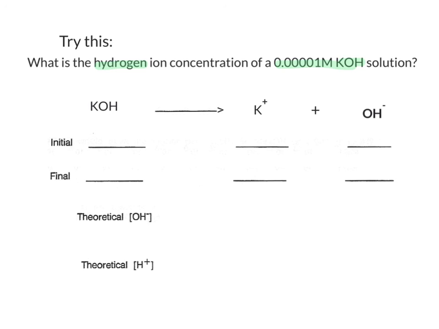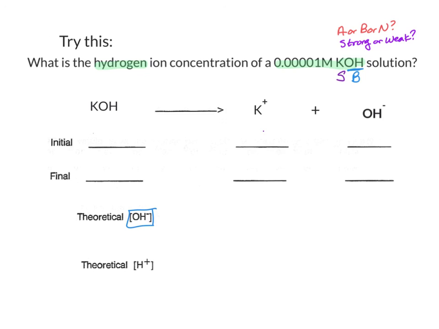Again, the first step is to identify this as an acid or a base or a neutral. Because it's a base, we know that we're only going to be able to find the hydroxide ion concentration directly. We're going to have to do a calculation to find the hydrogen ion concentration. So we know it's a base. The next step is to identify it as a strong base, and because it starts with potassium, this is one of the strong bases that you've memorized.